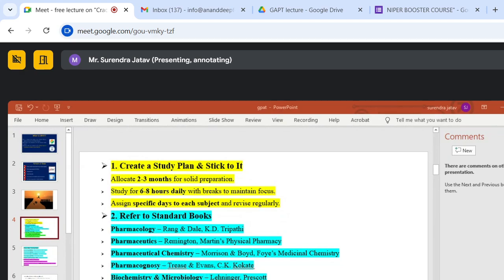That means you divide the 6 to 8 hours into different blocks of 1 hour, 2 hours, 3 hours. Take 4 subjects every day from the core subjects: medicinal chemistry, pharmaceutics, pharmacology, and pharmacognosy. Make the strategy within the 6 hours. What you have to do? Study 1.5 hours per subject, and make a strategy so that each subject is completed before moving on.